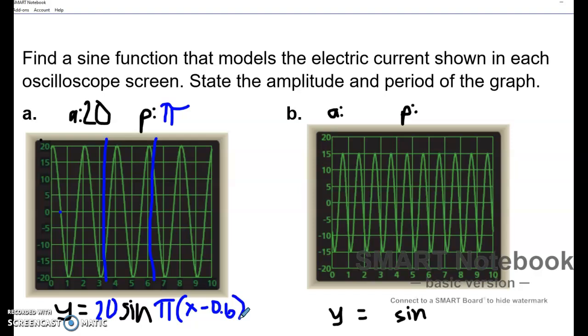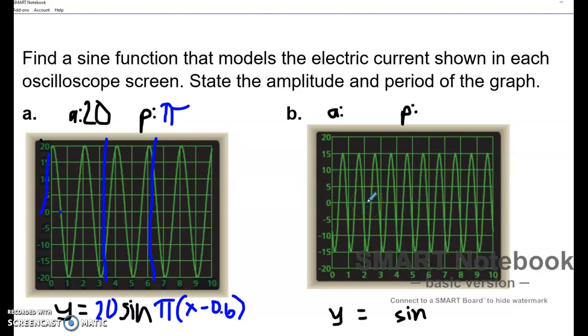Another way you could have said is that it's adding a 0.4 because you could say, well, it shifts over here and it's being shifted to the left 0.4. So you could have said plus 0.4. Either way, they represent the same function.